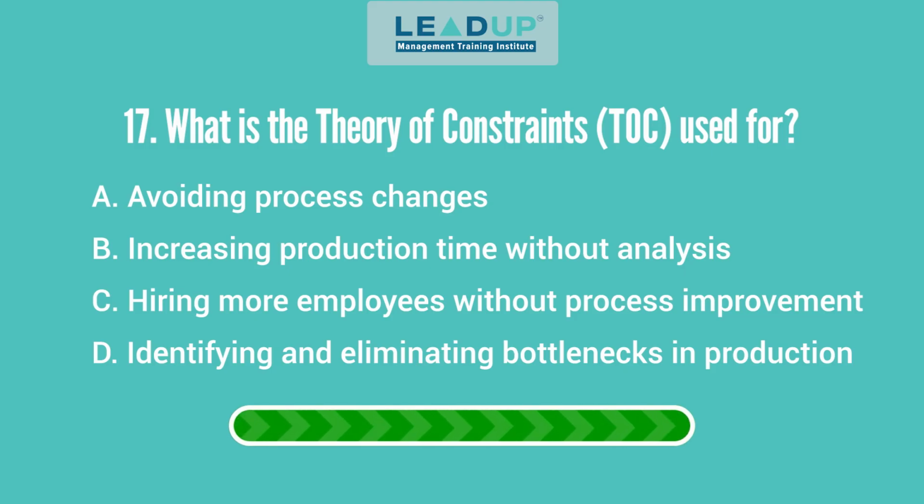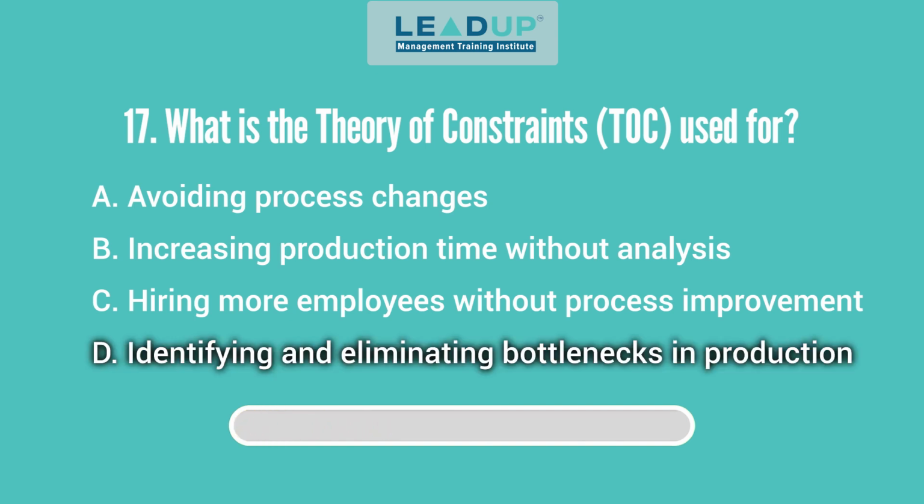Question 17. What is the theory of constraints, TOC, used for? A. Avoiding process changes. B. Increasing production time without analysis. C. Hiring more employees without process improvement. And D. Identifying and eliminating bottlenecks in production. The answer is identifying and eliminating bottlenecks in production.